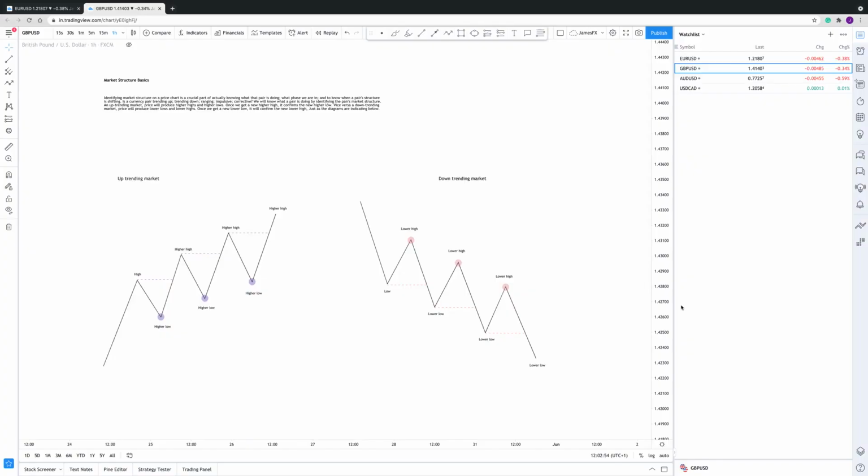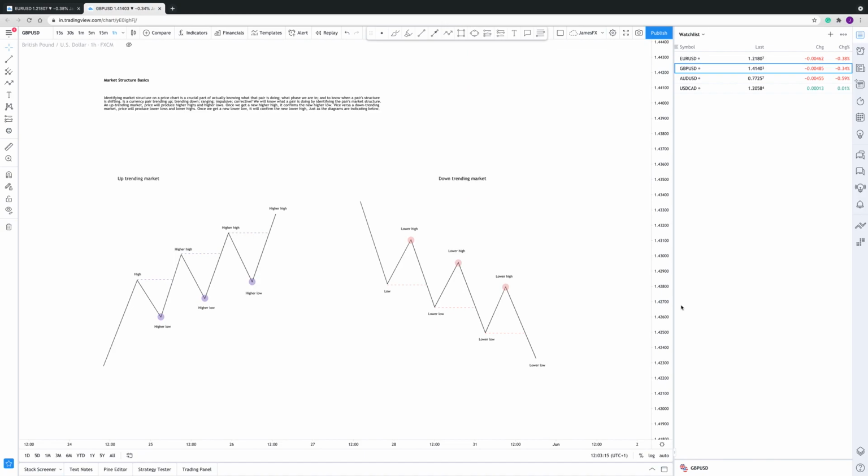What I want to do is start off with the market structure basics. When we are identifying market structure on a price chart, it is a crucial part of actually knowing what the pair is doing. So knowing what phase of the market we're in and how to know when a pair's structure is shifting to a different direction.